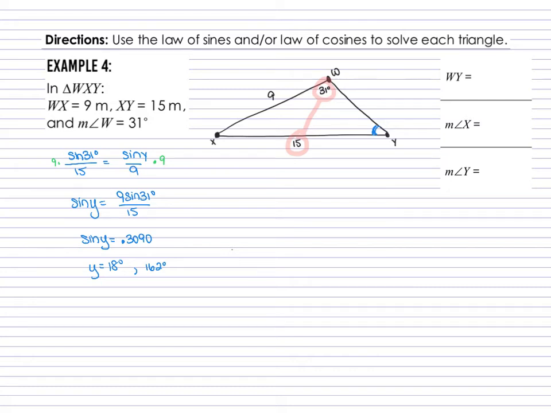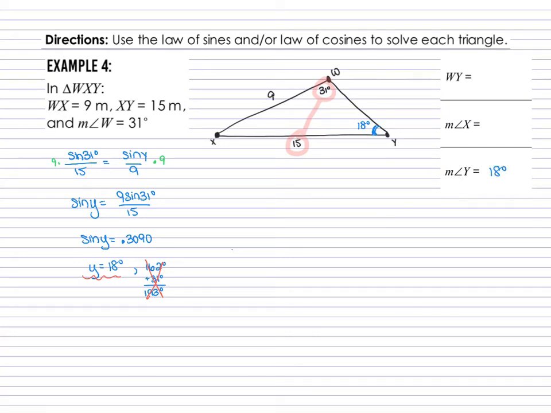Now if I add 31 to 162, that's going to give me 193, which means that this angle is not possible. It doesn't work. So I know that angle Y has to be 18 degrees. So I'm going to go ahead and fill that in right away.